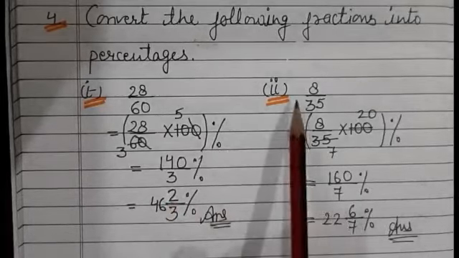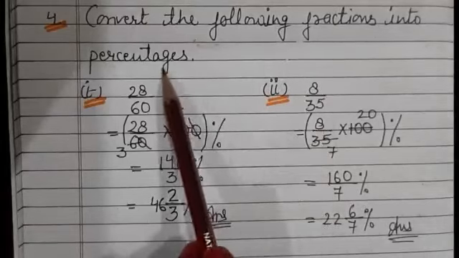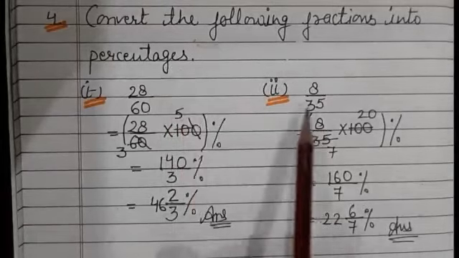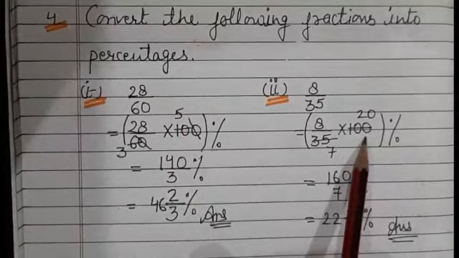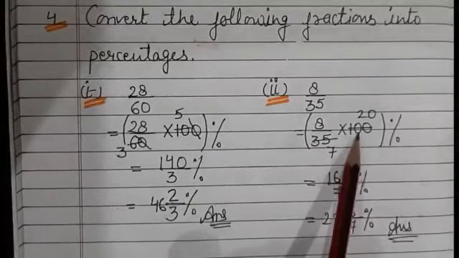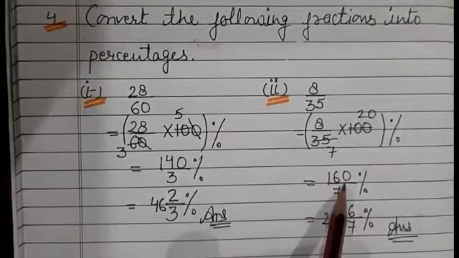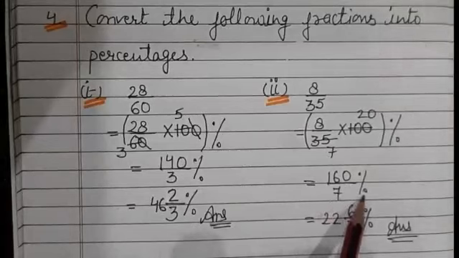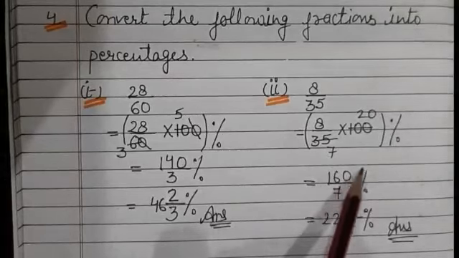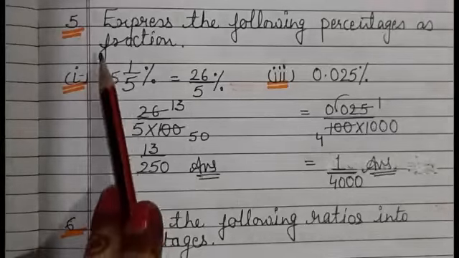Right? Similarly, the second part, 8 by 35 is the fraction and we have to convert into percentage. Then we have to multiply it by 100. Now cancel out with 5. 5 sevens are 35, 5 twos are 10, 0. 8 into 20 will be 160 by 7%. Convert into mixed fraction. It will be 22 whole 6 by 7%. Right?